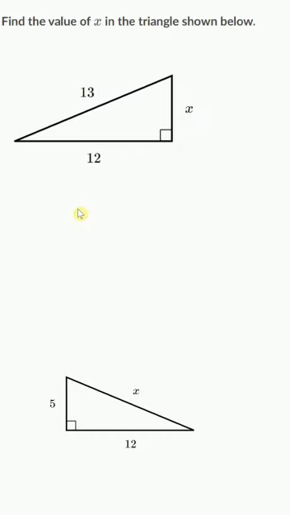Now let's look at some examples. This example says, find the value of x in the triangle shown below. First, we identify the type of triangle that is shown, which is a right angle triangle. We can see that there's a 90-degree angle on one corner. And the formula to find the length of one side of a right angle triangle given the length of 2 sides, as we previously said, is Pythagoras Theorem.